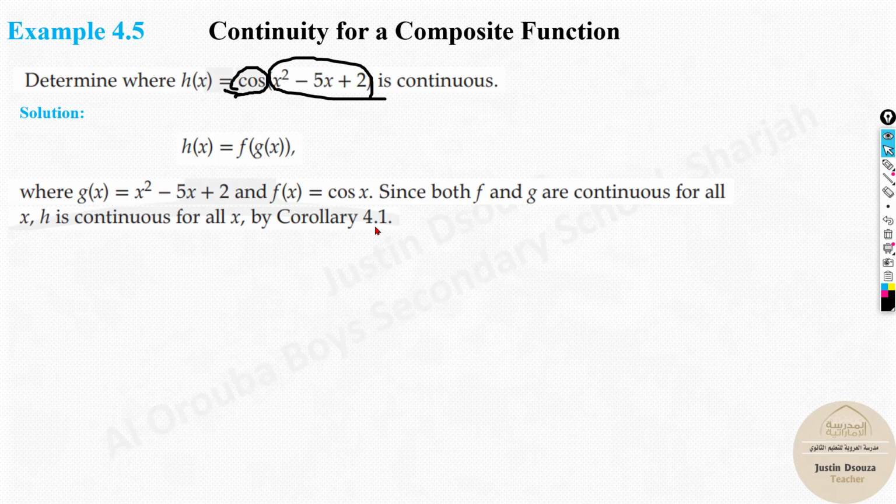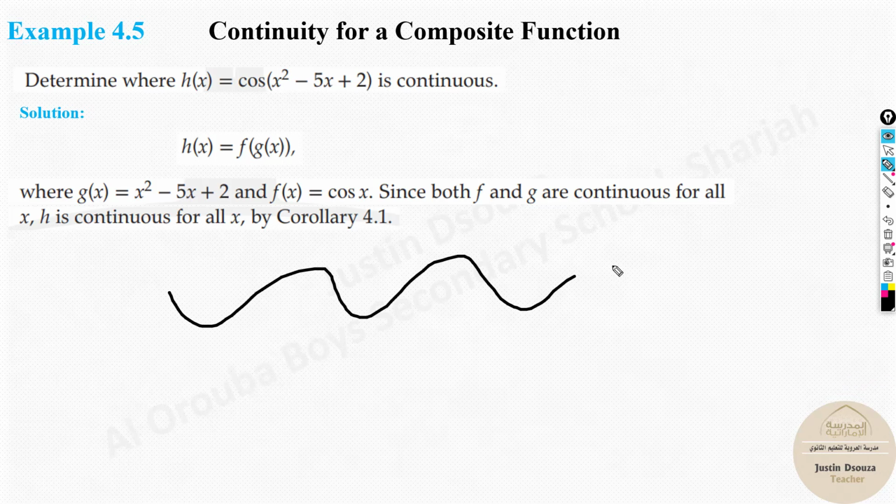Why? Because from the corollary of theorem 1, which we just now saw, it says if two continuous functions are composed, then the entire thing is continuous. So it's continuous for all the values. Since both are continuous for all x, it's continuous for all x. So you can have any x value. You can choose any x value and put it over here, and you will get some answer. That means it's continuous. That means you can just keep on drawing the graph. You will have an answer for each and every x value.